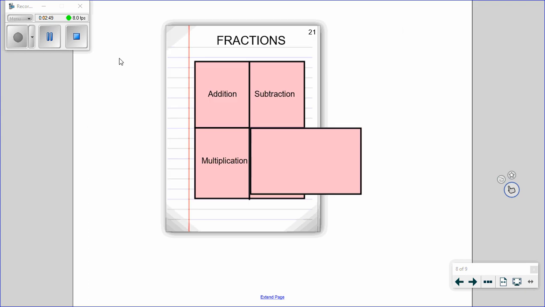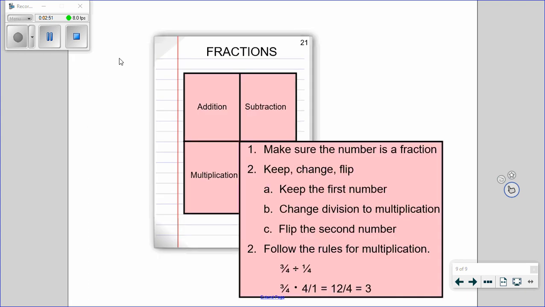Finally, division. Okay, open up that tab. Number 1, make sure the number is a fraction. Number 2, keep, change, and flip, which means A, you keep the first number the same, B, you change the division sign to multiplication, and C, you flip the second number. Finally, number 3, follow the rules for multiplication.